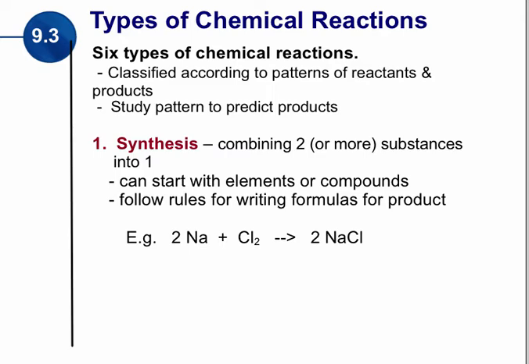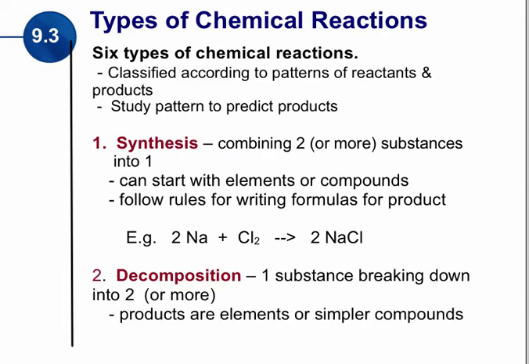Well, the opposite of a synthesis is a decomposition, something breaking apart. And a decomposition is one substance breaks down into 2 or more products. Now these products are simpler. They're either elements or simpler compounds. And here's an example, H2O. Now notice this is one substance. We have just H2O. And this one substance is going to break apart into 2 simpler products, hydrogen and oxygen.